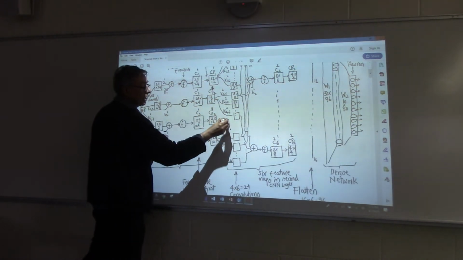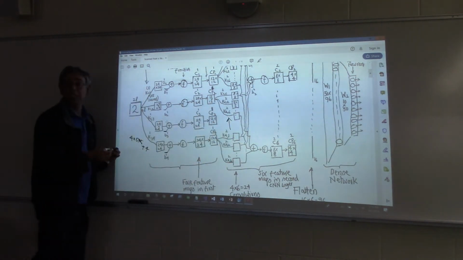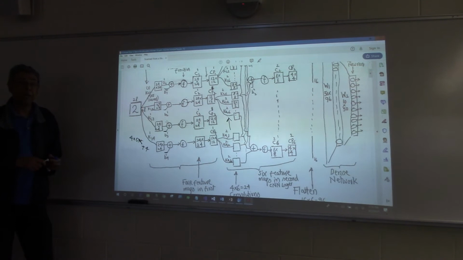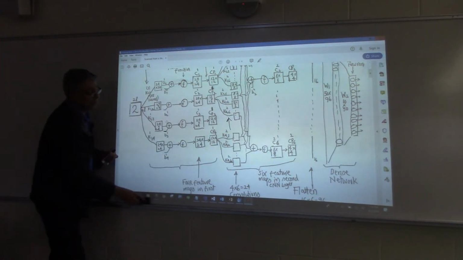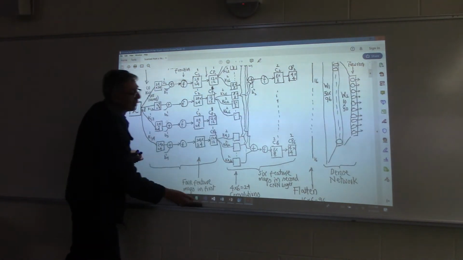Then we get to these kernels. There were 24 kernels over here, 5 by 5, so 24 times 5 by 5. Anyway, let me just show you the result to save time.